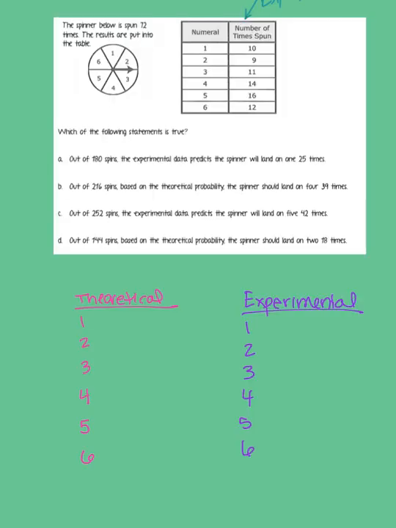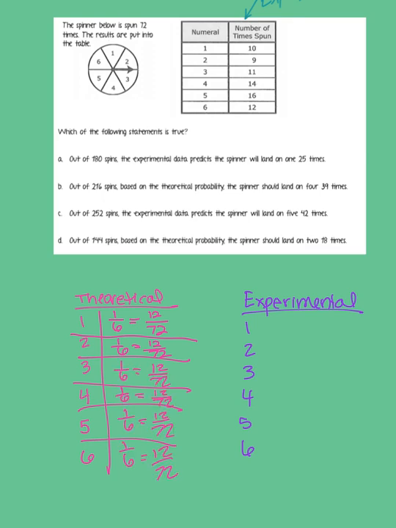So theoretical probability, if I am rolling or spinning these numbers, I should essentially get each one out of 6 times. So if I was doing it 72 times, I should spin a 1 12 times. That's going to be the same for all of these. If I spun it, I should get a 2 12 times, a 3 12 times, and so forth. That's my theoretical probability, what should happen.